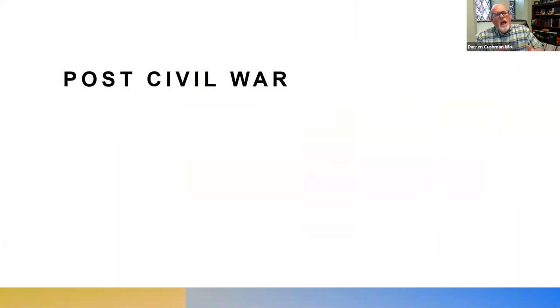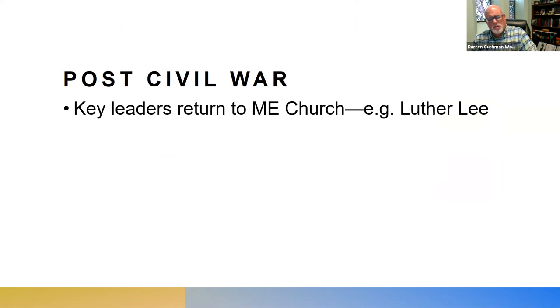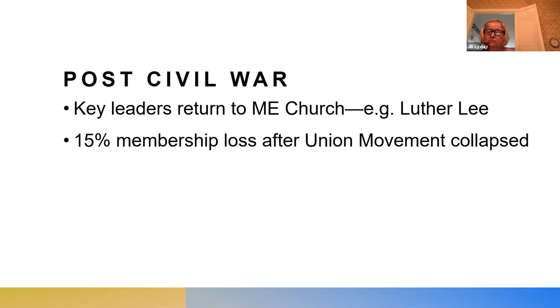After the Civil War, there is a major crisis in the Wesleyan Methodist connection, and they almost go out of business. The first thing that happens is a number of their key leaders return to the Methodist Episcopal Church, such as Luther Lee, and that was for obvious reasons, because the issue that divided them, slavery, was now gone. They lost all their major leaders. They lost university professors. When you read it, they really lost the intelligentsia of the denomination. And they also lost members overall. There's a good 15% membership loss after that union movement collapsed and in the wake of the Civil War. So there's this moment where, you know, they may just kind of go out of business because of these losses.